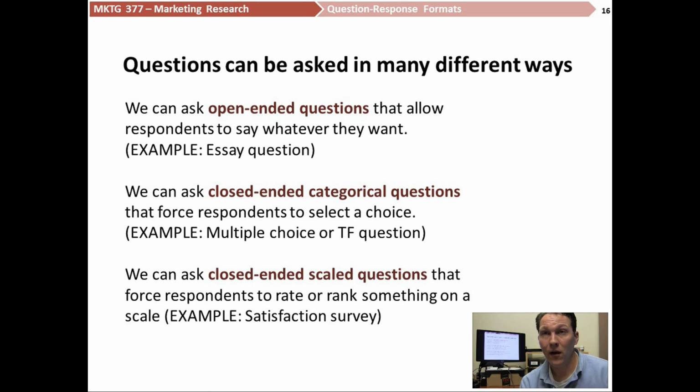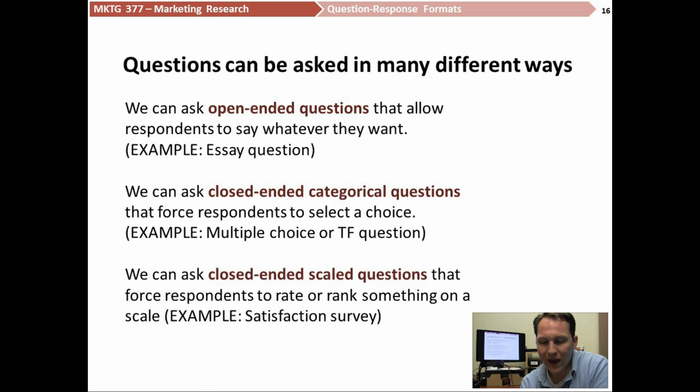very generally. One is open-ended questions, and those are questions that are kind of similar to essay questions on a test, where a question is asked, and the respondent can answer back with whatever they want to say. It's open-ended. They can answer back in words, they can answer back in numbers, they can answer back in symbols, whatever makes them comfortable.